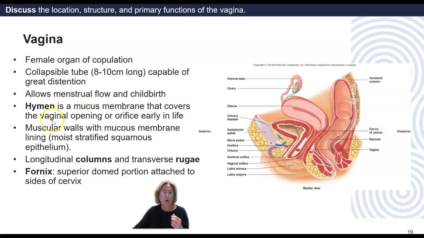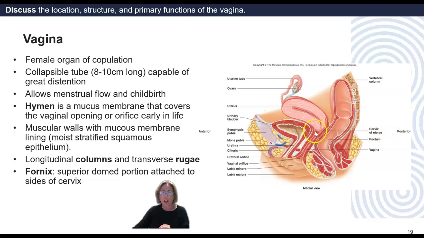And the vaginal wall is very muscular, and it contains a mucous membrane lining, and that is moist, stratified squamous epithelium to protect against abrasion. The walls also contain longitudinal columns and transverse rugae, and it's these rugae then that can unfold or stretch out to allow for that distension of the vagina.